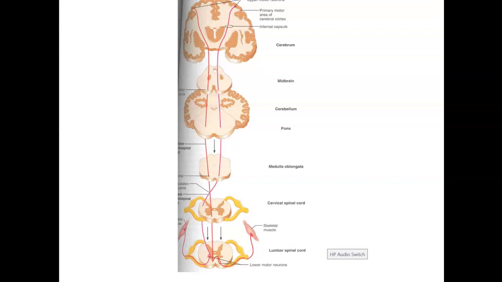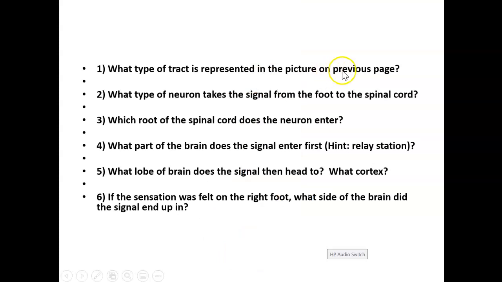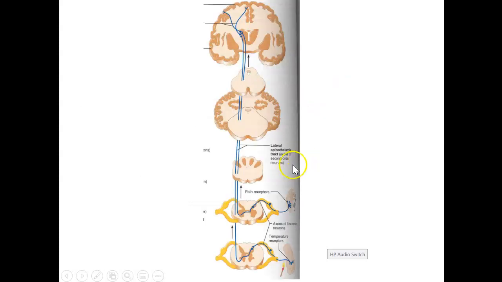If you need to, go back and listen to what I just went over again, take some notes to make sure you understand it. Okay, now we're going to look at an ascending pathway, and we have this set of questions. What type of tract, what type of neuron, what route, and so on. So we'll go back and forth again.